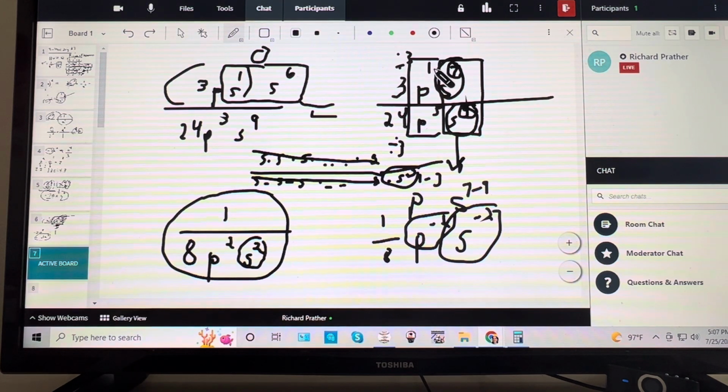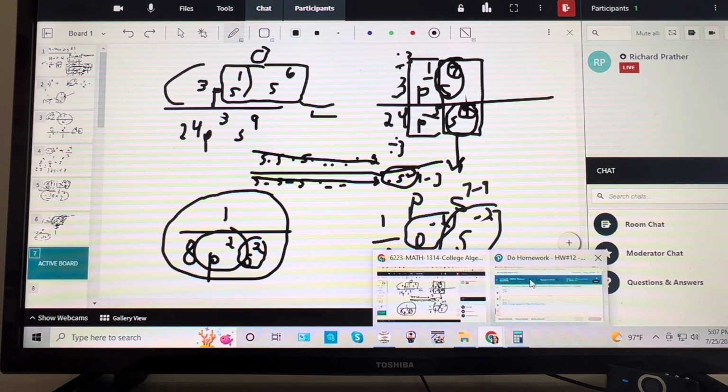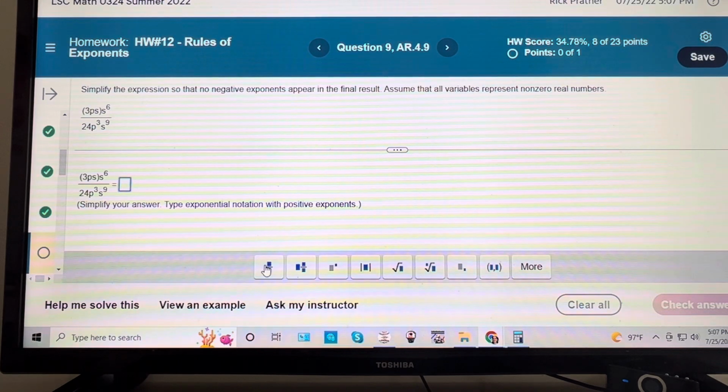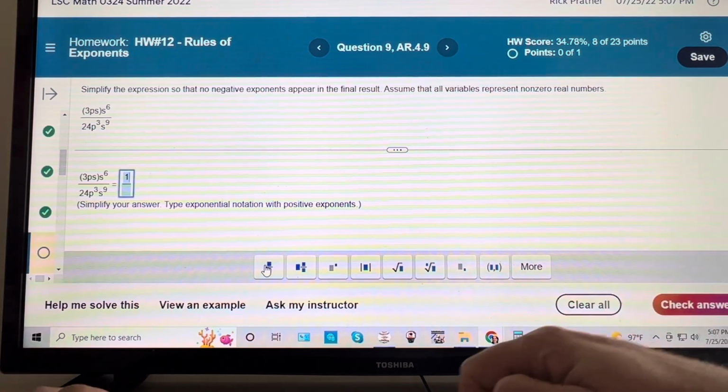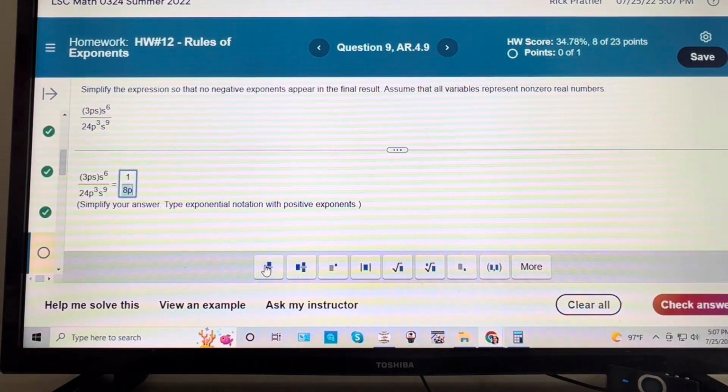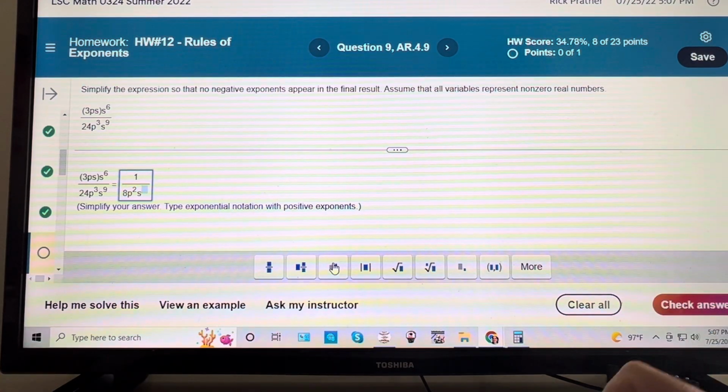So don't do 1 minus 3, do it backwards. 3 minus 1 is 2. And then there's 2 p's where the bigger one is, so 2 p's in the bottom. 3 is bigger than 1, that's where the answer goes. Then you don't have to deal with negatives if you do that. So click the fraction button, and then 1/8 p squared and s squared.